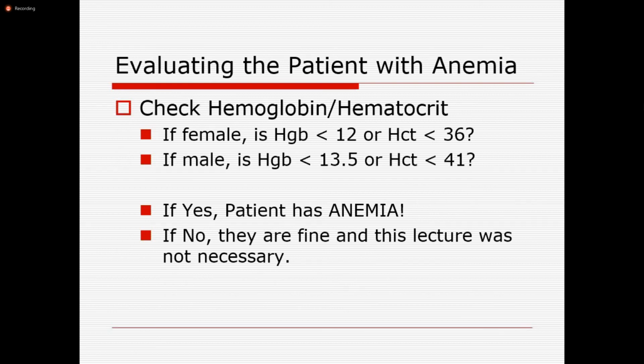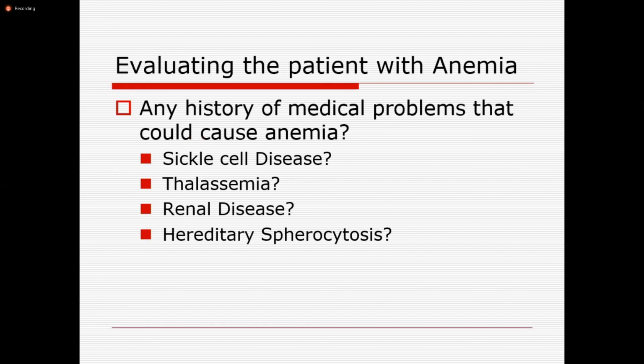Evaluating the patient with anemia, check hemoglobin, hematocrit. If female, less than 12, we have mentioned less than 13.5 in males, or hematocrit less than 41. If yes, the patient fits the criteria for anemia. If no, they are fine, then the lecture was not necessary. So next, please. Evaluating the patient with anemia, any history of medical problem that could cause anemia, like sickle cell disease, thalassemia, renal disease, hereditary spherocytosis. If already known, this is easy. If not, then you have to search for the possible causes that can lead to anemia. Next, please.